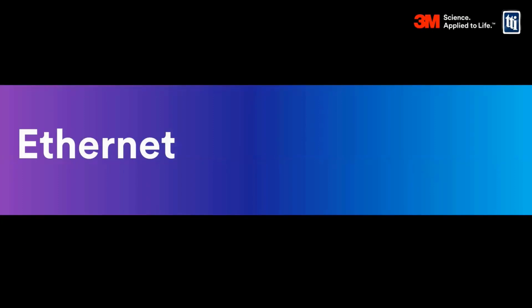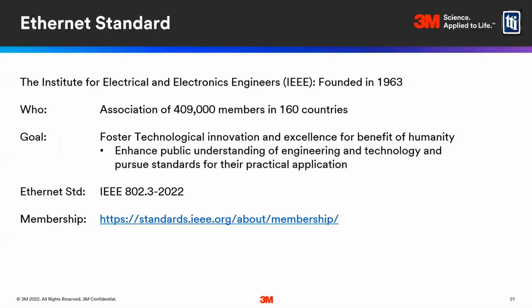So I'll now move to the Ethernet standards body and describe a little bit about the Ethernet standard and the organization that supports that. So IEEE is the Institute for Electrical and Electronics Engineers. It was founded in 1963, and it is more of a standard for Ethernet for external devices communicating from the server to the switch and then the switch out to the network.